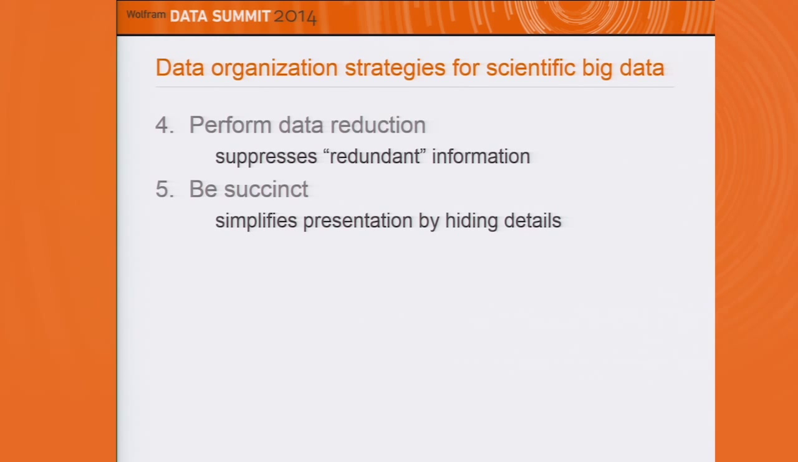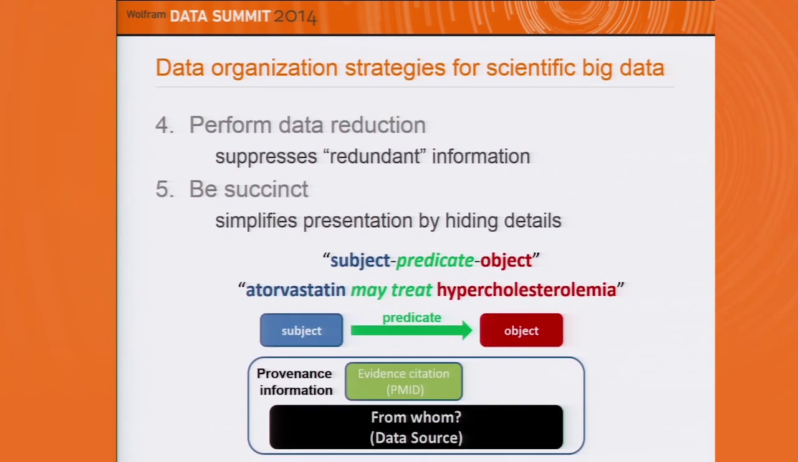The last point is really two different points, and it really comes down to how you can reduce your data down into simple statements. In this case, we're using linked data or RDF. You can say something on the order of atorvastatin may treat hypocholesterolemia. You have some type of a subject, predicate, object trio, but you also have provenance information. If you reduce your data down to these types of statements, it can really help.